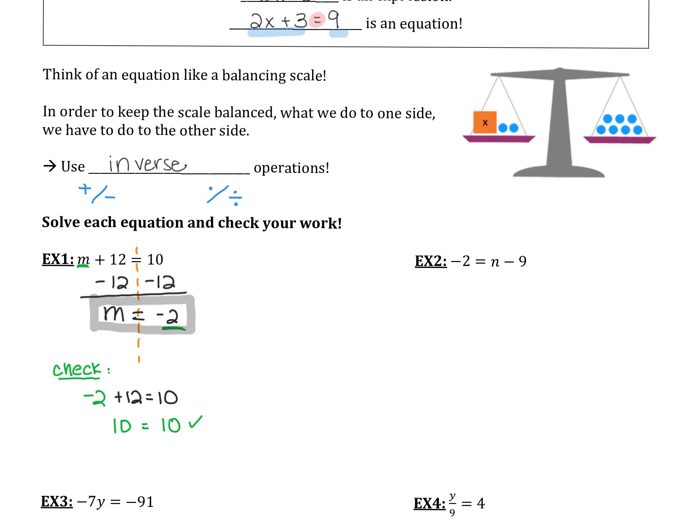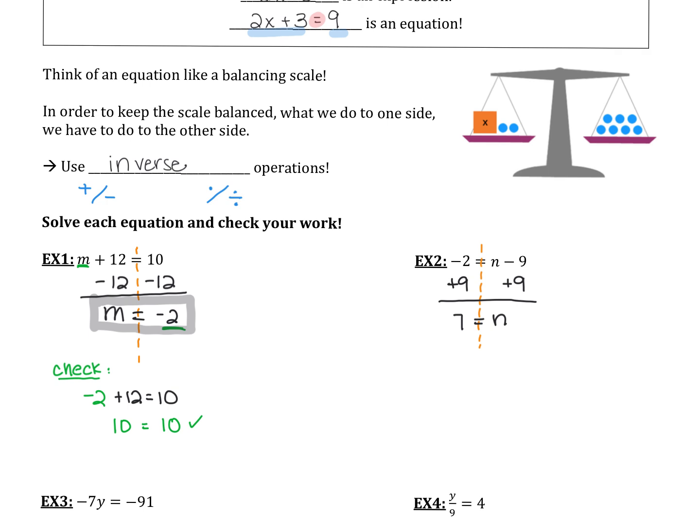Hopefully when you did this problem, if you need that dividing line to remind yourself of the scales, you put that in, and you see that you have n minus 9, and you know to undo minus 9, we're going to add 9 to both sides. That is the inverse operation. My left-hand side now will be negative 2 plus 9, which is 7. And my right-hand side just leaves me with n. So we get n equals 7.